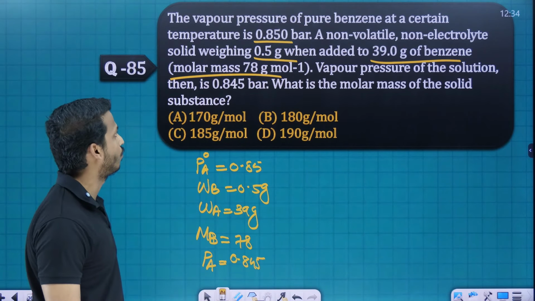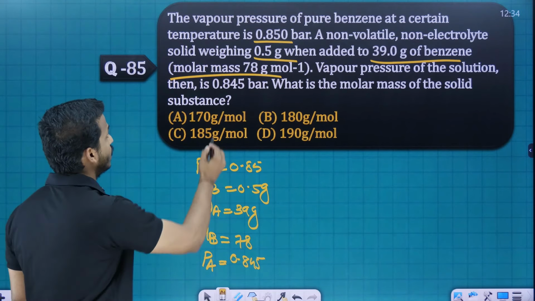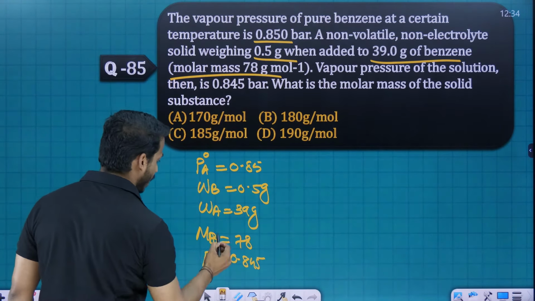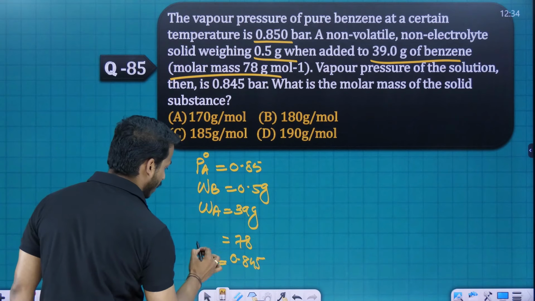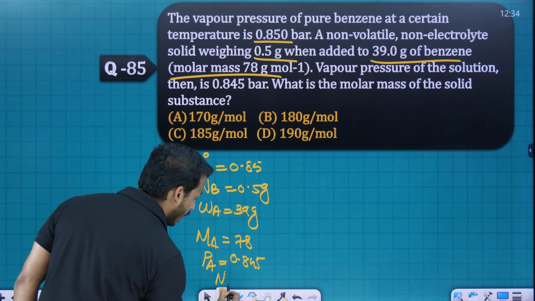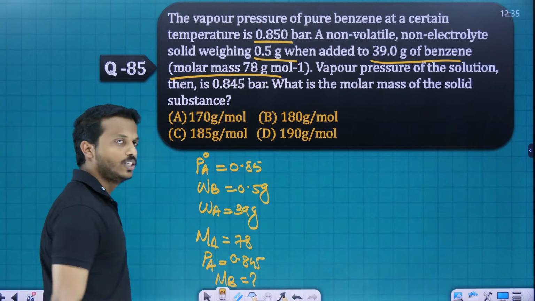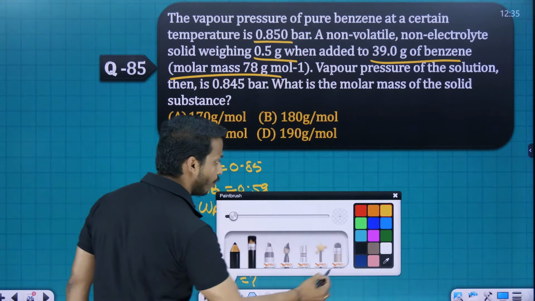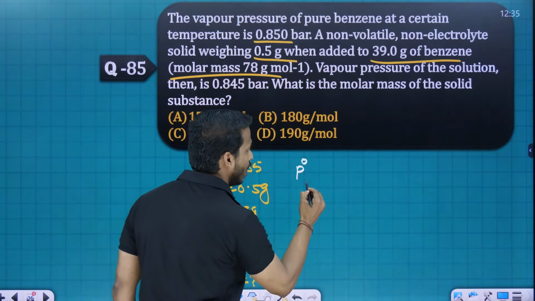What is the molar mass of the solid substance? No, this is the molar mass of the solvent, right? So this is the molar mass of the solvent, that is MA. They are asking you to calculate MB. So which theory is this one? Relative lowering of vapor pressure. Let us apply our equation.